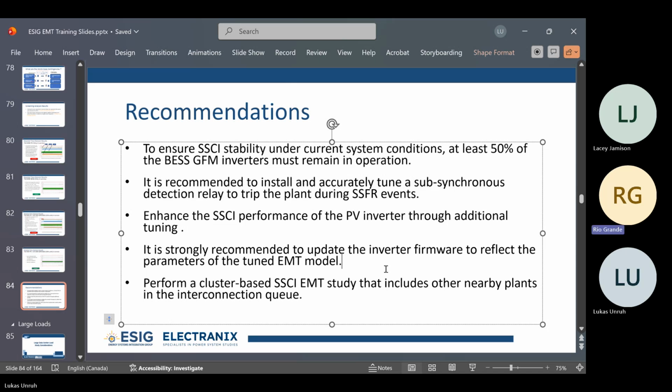The PV inverter firmware, I think there maybe was some firmware.